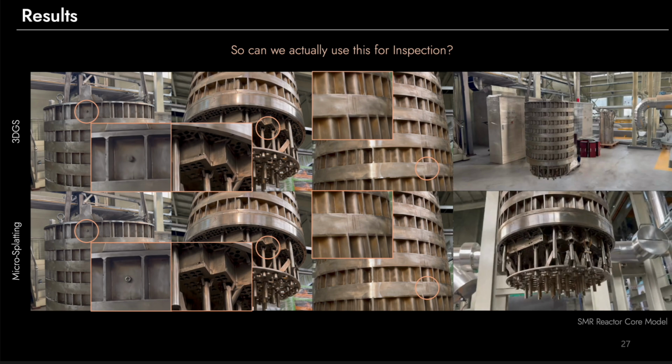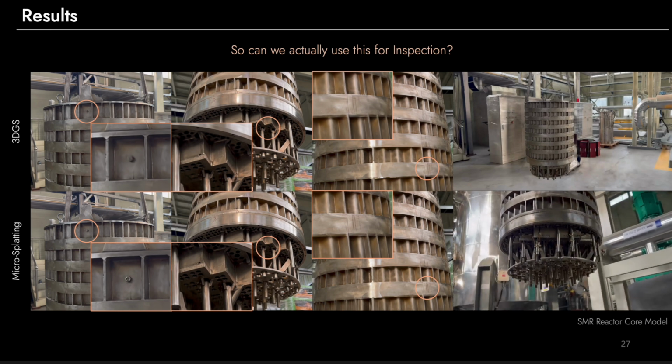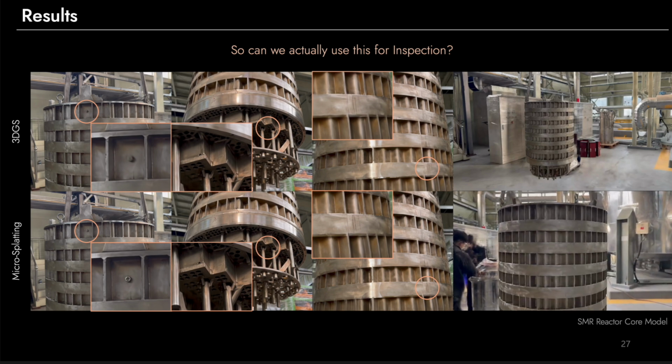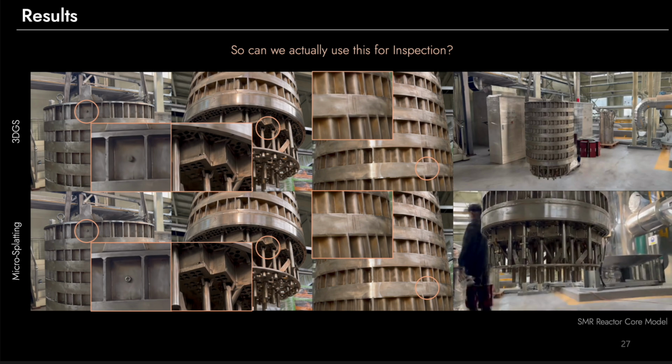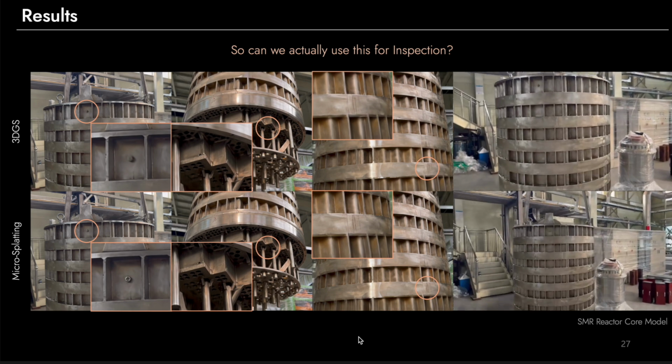To show that it is generalizable to other custom datasets, here is a model of an SMR reactor core that was collected by ourselves, and it is shown that the details such as the bolts and the texture of the outer space are preserved better than the original 3D-GS.